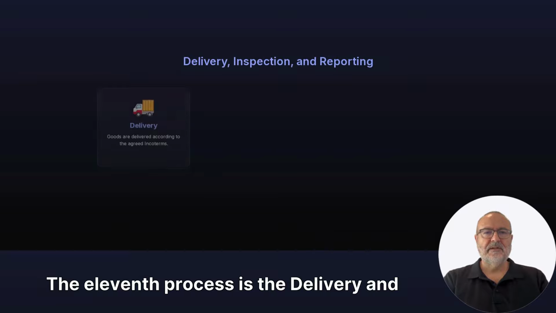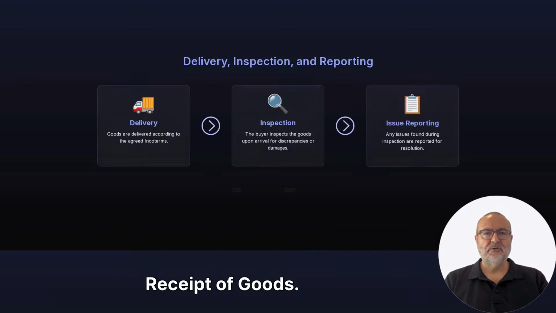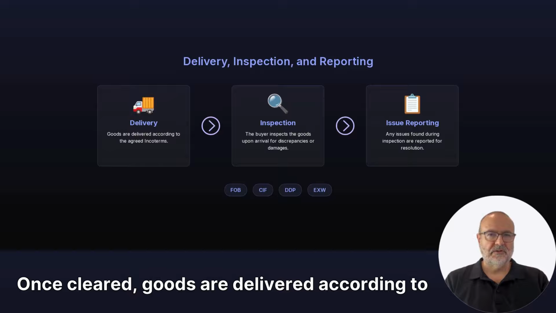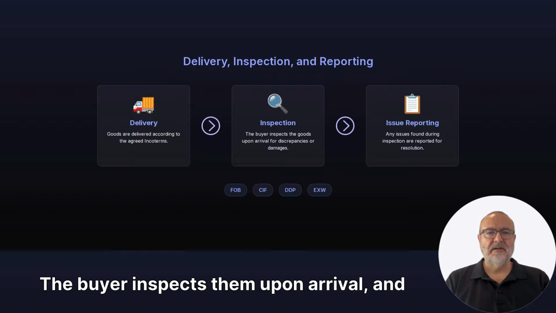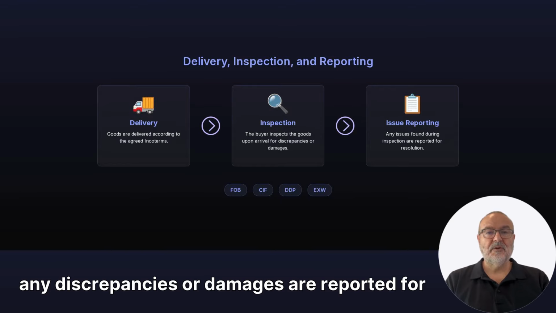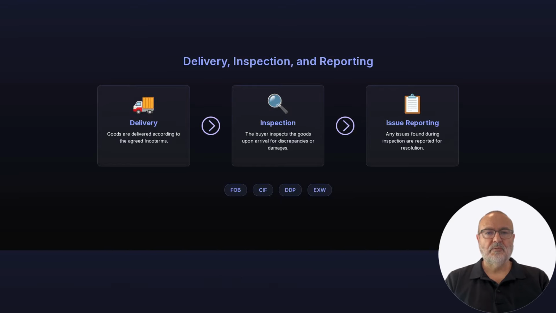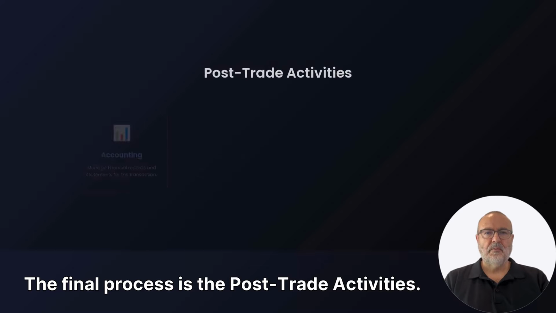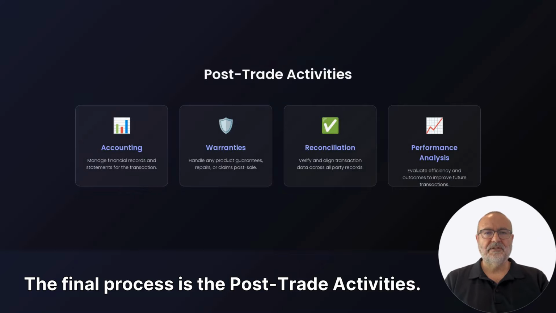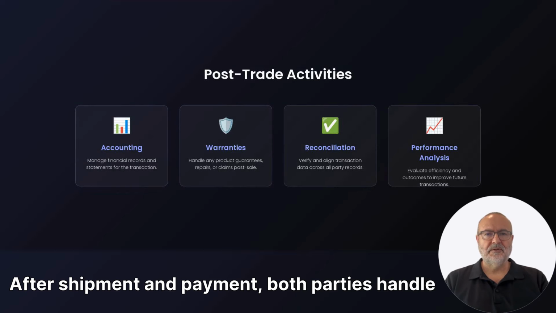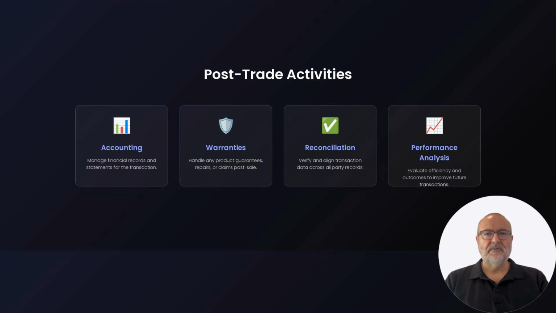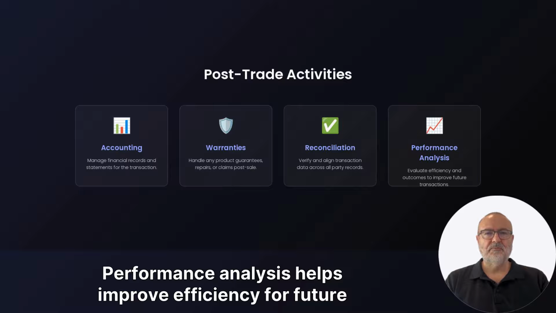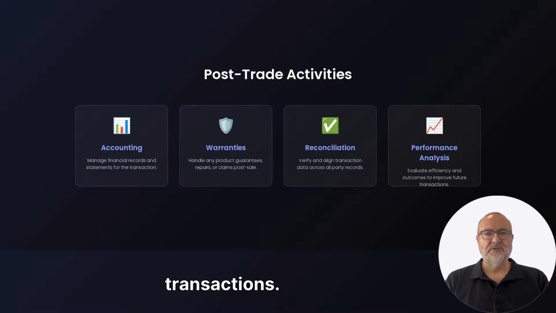The 11th process is the delivery and receipt of goods. Once cleared, goods are delivered according to the agreed international commercial terms. The buyer inspects them upon arrival, and any discrepancies or damages are reported for resolution. The final process is the post-trade activities. After shipment and payment, both parties handle accounting, warranty claims, and reconciliation. Performance analysis helps improve efficiency for future transactions.